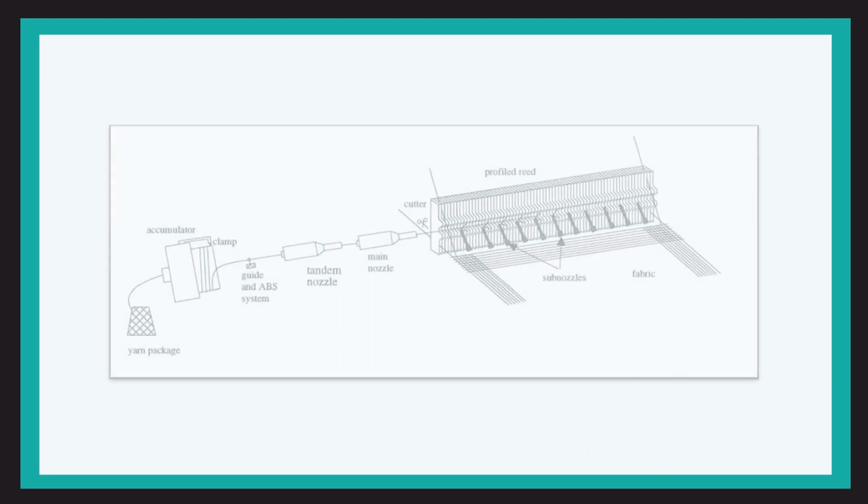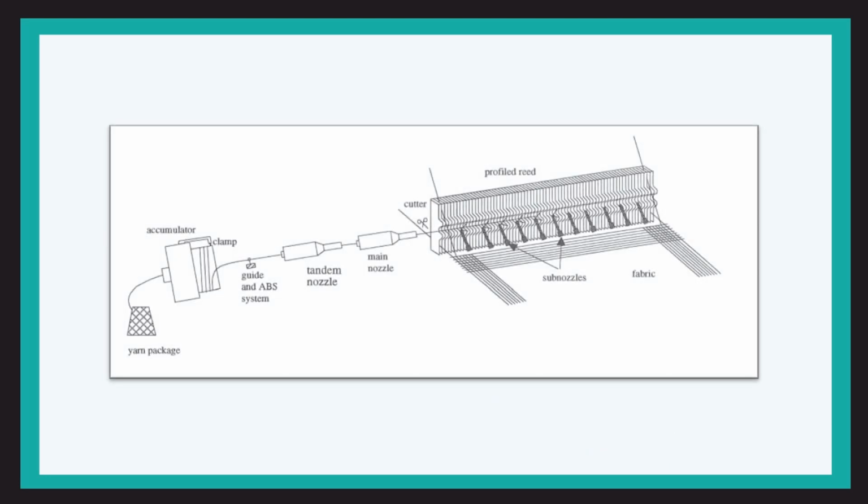Now from this diagram, let us understand the paths of the loom and the yarn passage. The yarn is drawn from the feeder system, where each pick is measured by the measuring drum. The weft is inserted into the reed tunnel via a tandem and a main nozzle. The yarn feeding is controlled by a stopper or a clamp on the feeder.